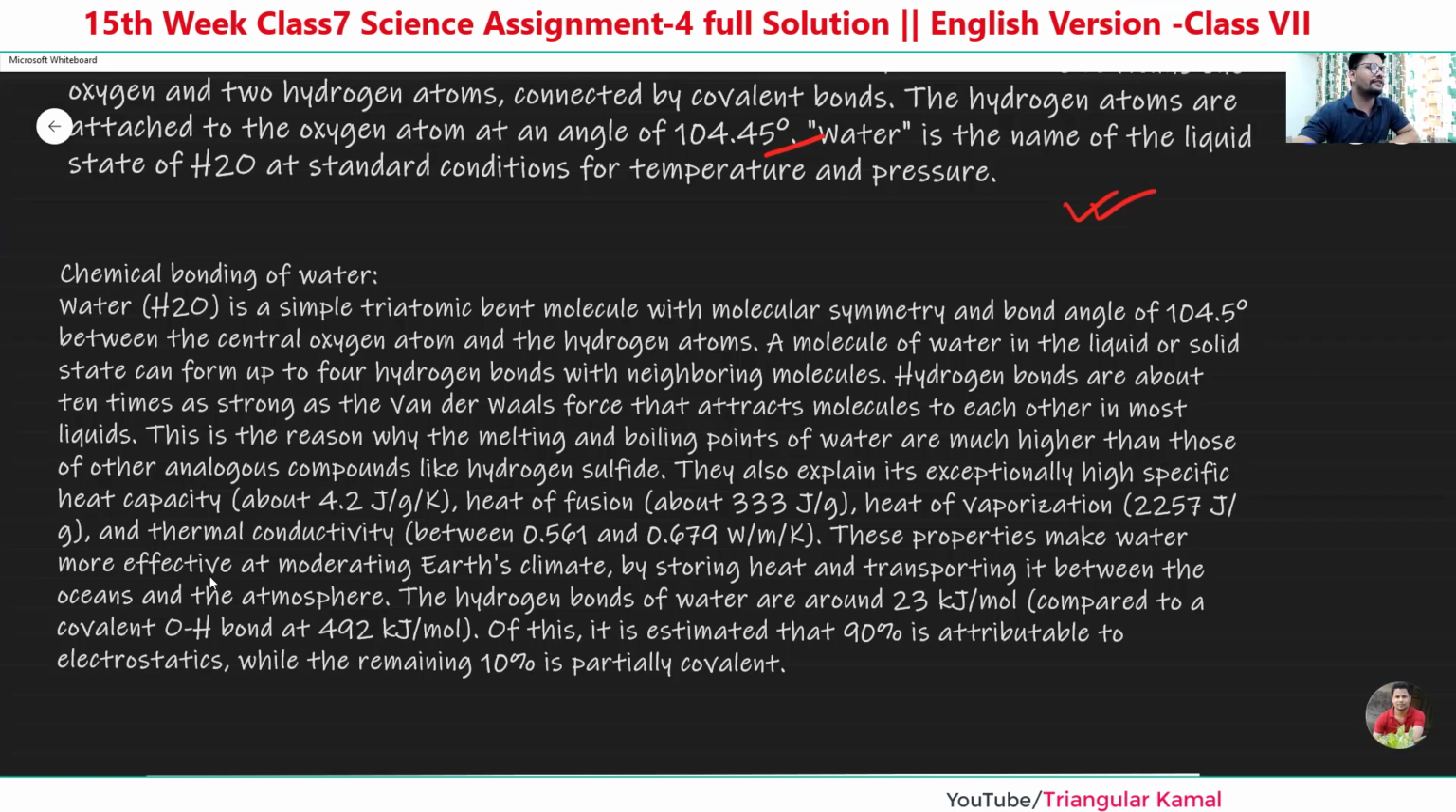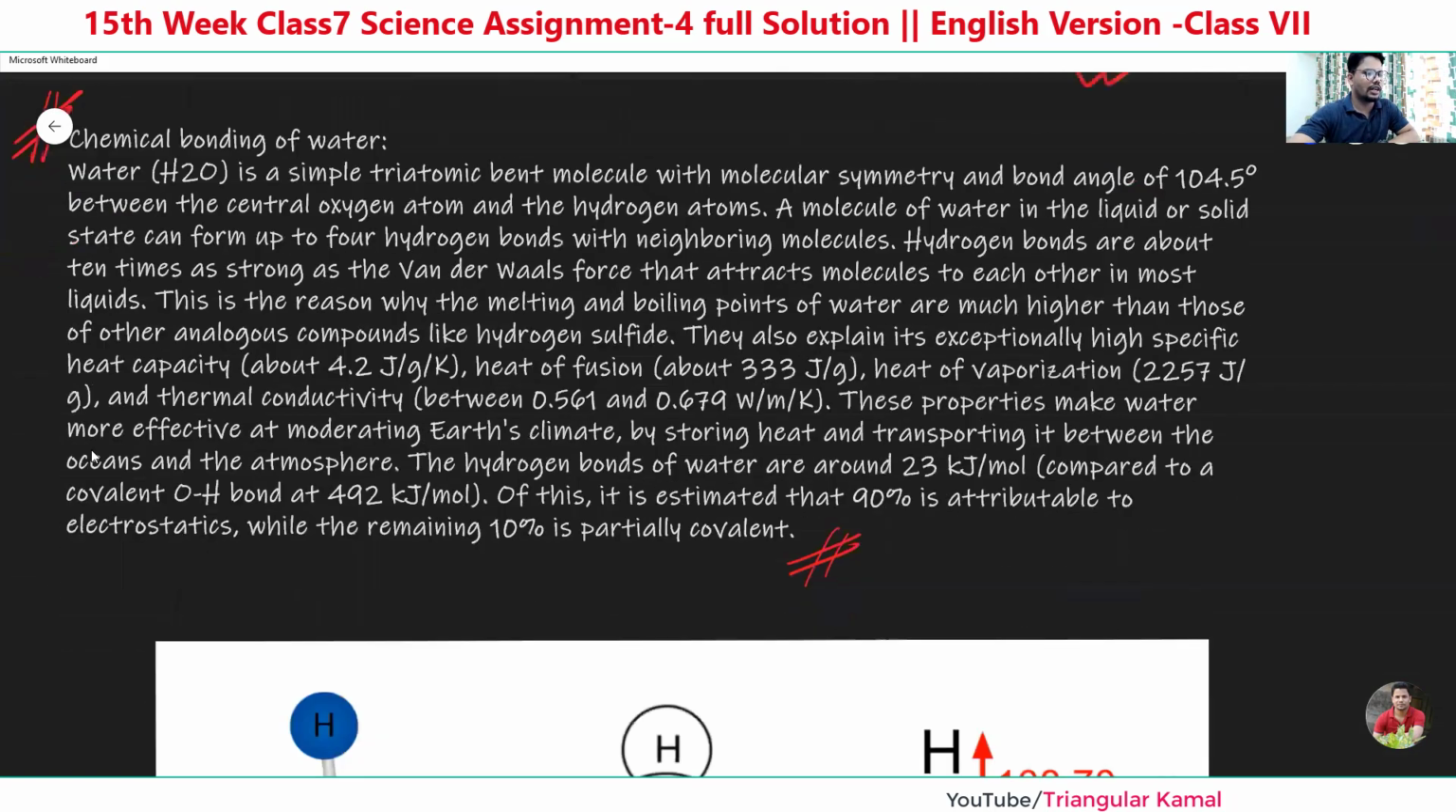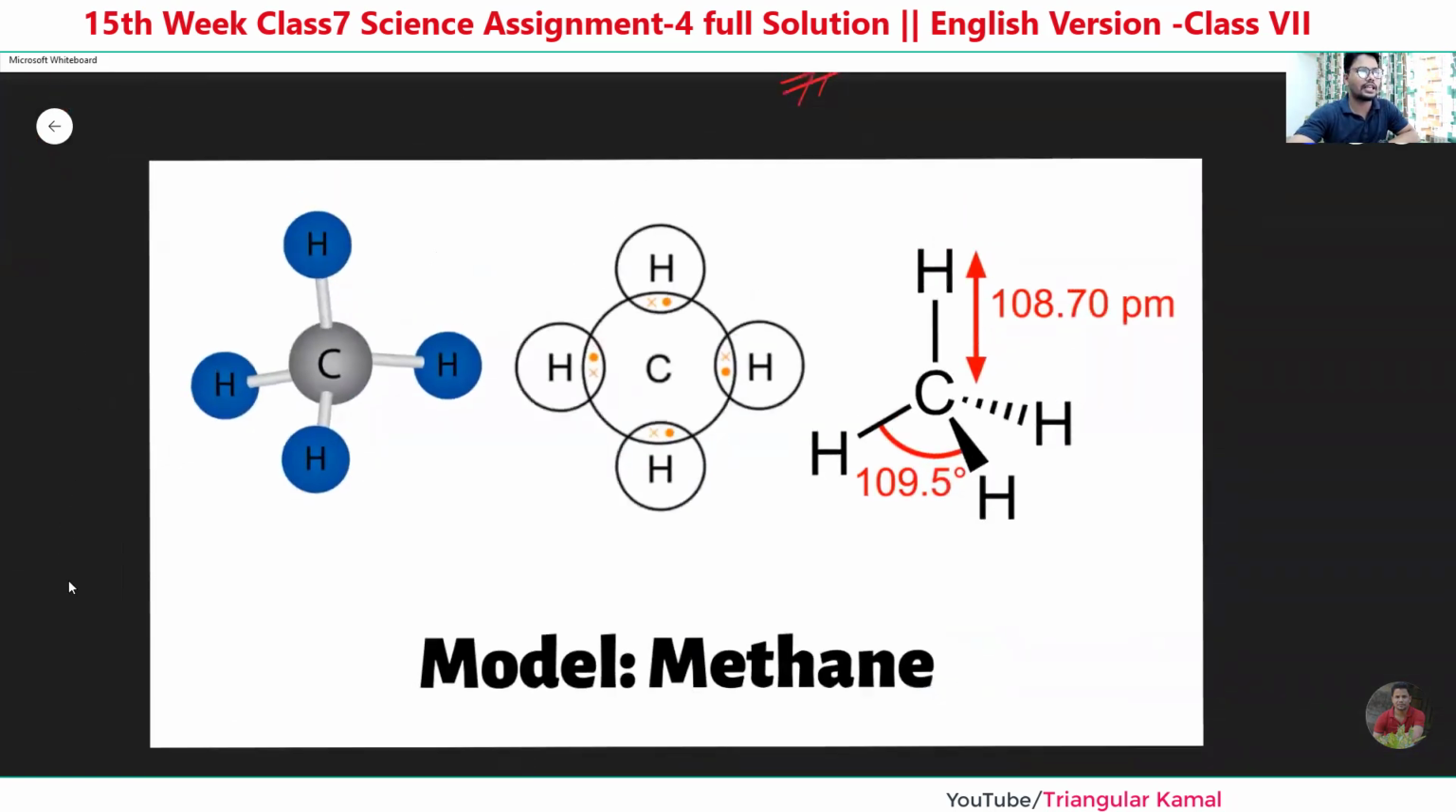So there is a lot of information. To read this full statement, you can just write 2 or 3 main points, no problem. As students of standard 7, you can write 3 or 4 points from this chemical bonding of the water. Now the next one is the methane gas.